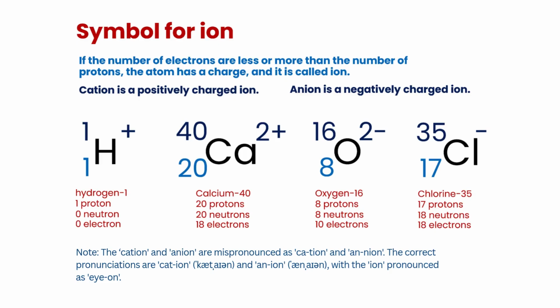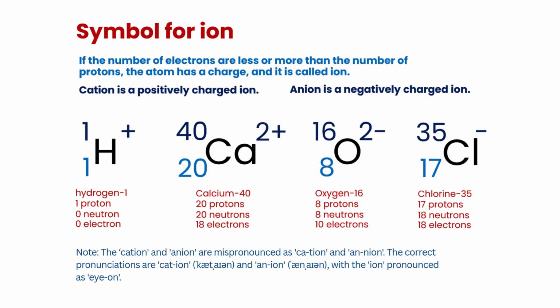And for chlorine, Cl, Z17, A35, charge minus. Chlorine means 17 protons. A35 means 35 minus 17 equals 18 neutrons. A single minus charge means 1 extra electron. 17 protons plus 1 electron, 18 electrons. You got it. 17 protons, 18 neutrons, 18 electrons for Cl35 minus.